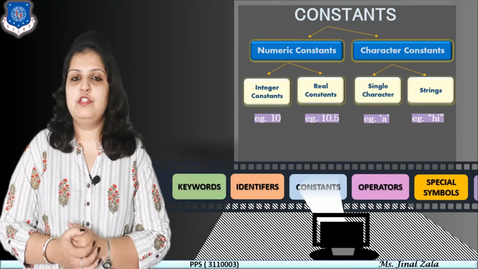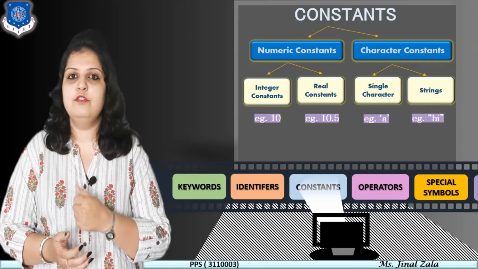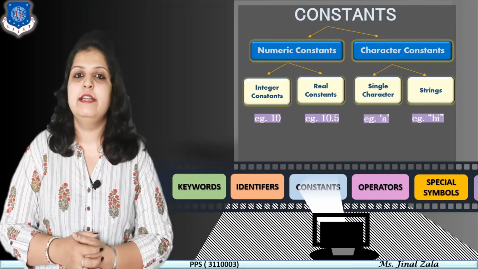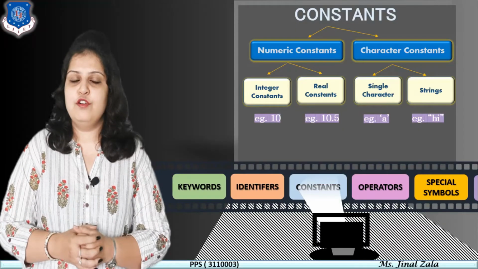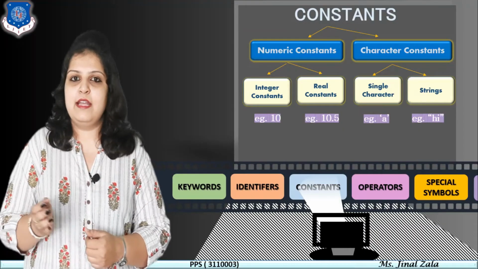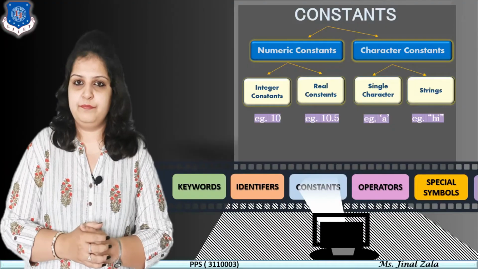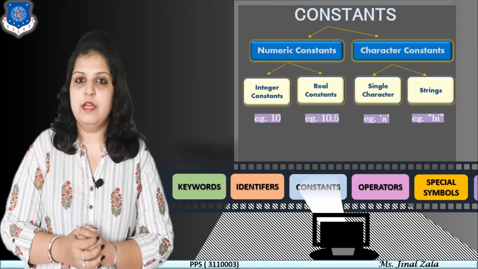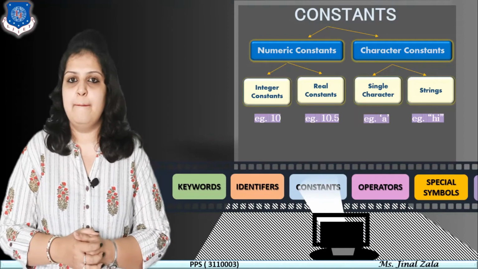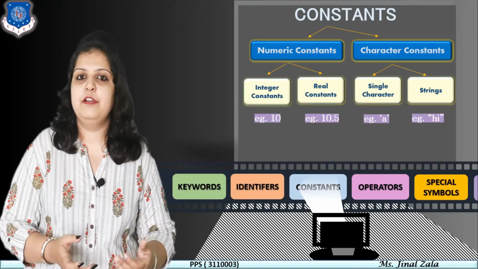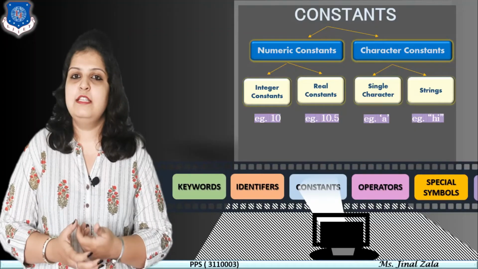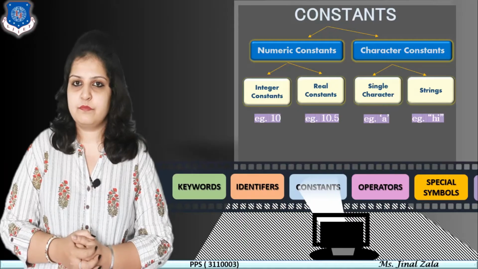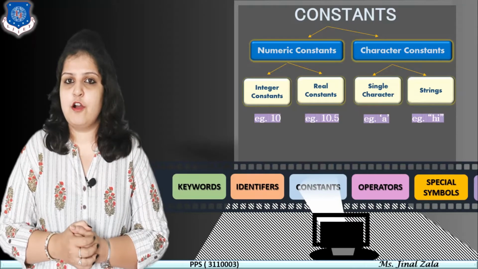Now numeric constant is again divided into two categories. First is an integer constant and second is a real constant. Means if you want to store the value 10 as a fixed value of a variable, then it is called an integer constant, means integer value. And if you want to store real numbers like 10.5, 5.5, 7.5, this type of value will be stored using a real constant. Next is a character constant.